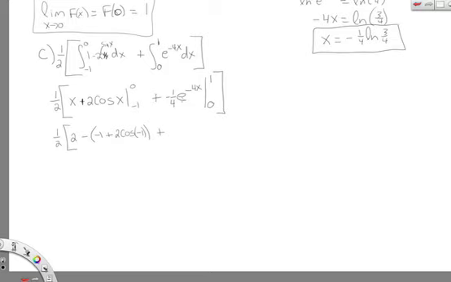Plus, plug in 1, and I get negative 1/4. Let's just put this in brackets here. I get negative 1/4 e to the negative 4th, minus a negative, plug in 0, e to the 0 is 1, I get 1/4.